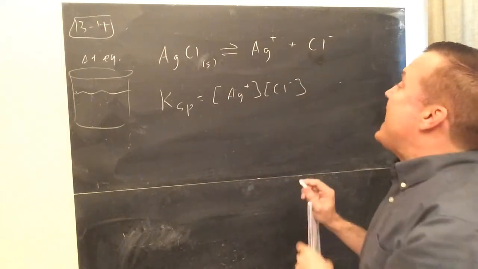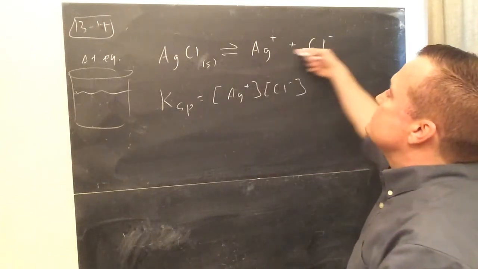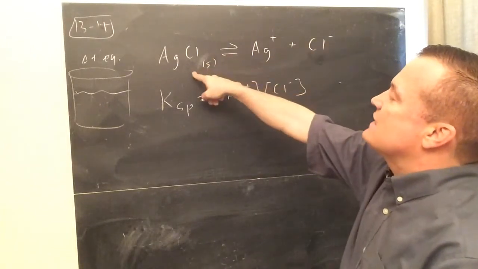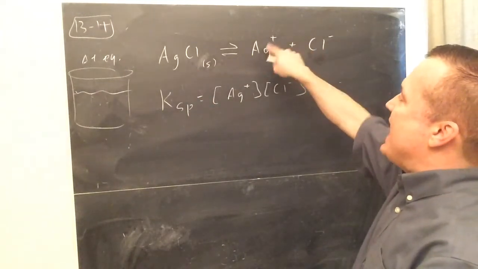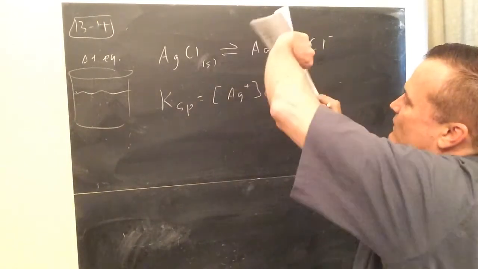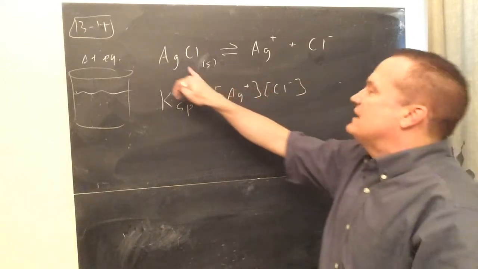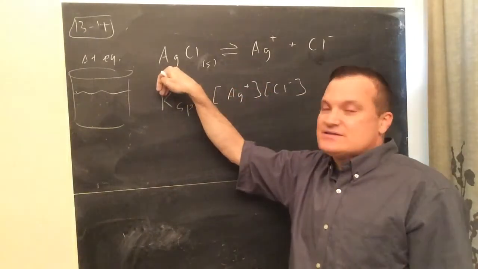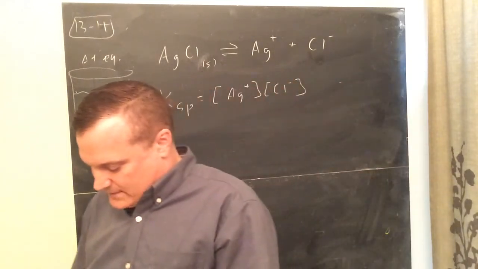Or if I added more silver in here, it's also going to shift to the left and more solid can be produced. So if you do something to this side, add or take away these, it's going to cause an imbalance one way or another, and then your shift can cause this to increase or decrease only by changing these two. But again, we'll see that more in the next chapter.